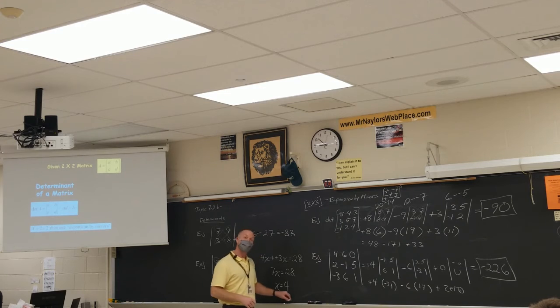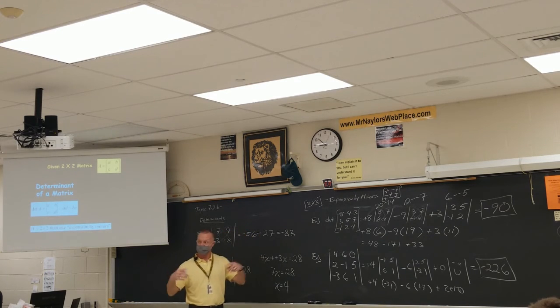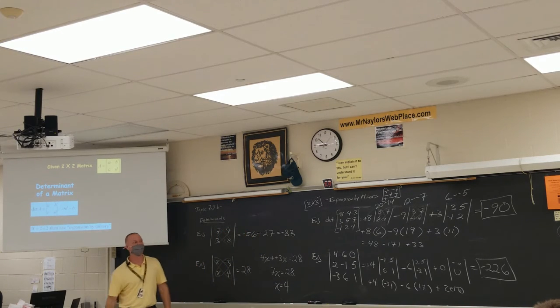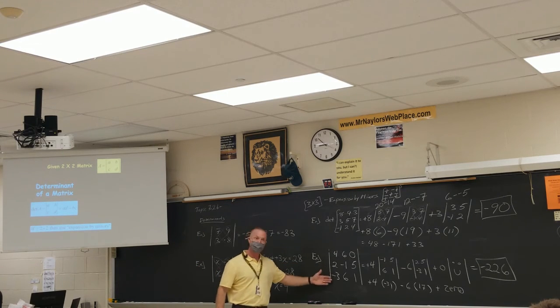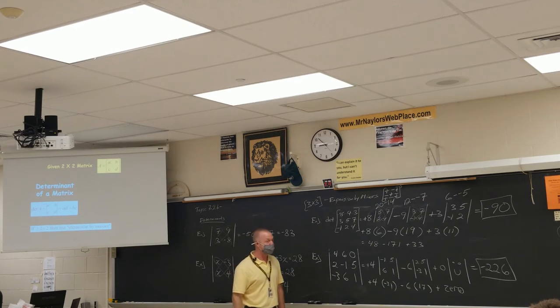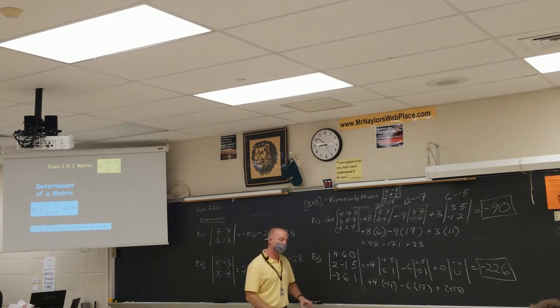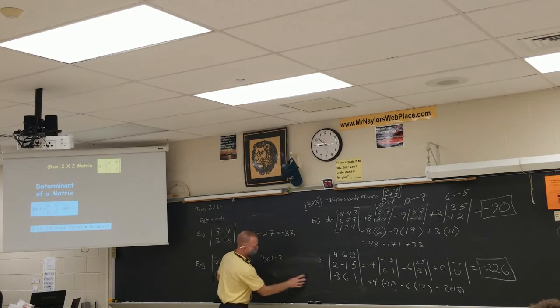I promise these numbers will mean something. You just have to come back, okay? But it's called the determinant right now. What do you think? Anything we can say? Was anybody daring and used another row? You would still get negative 226, which is kind of cool.